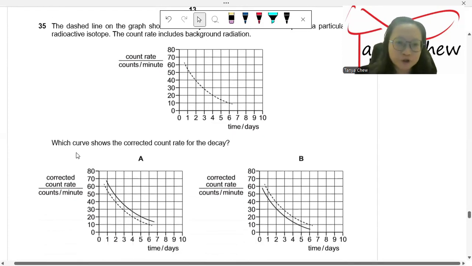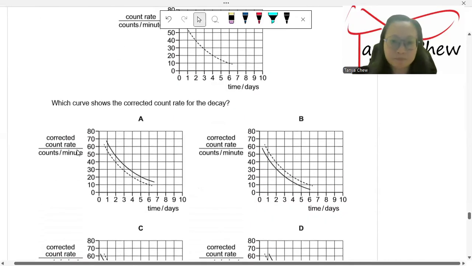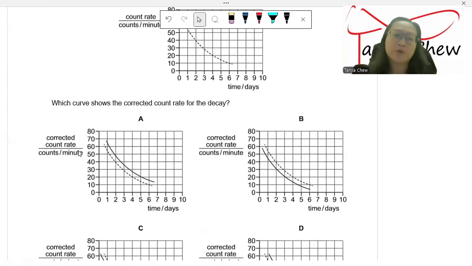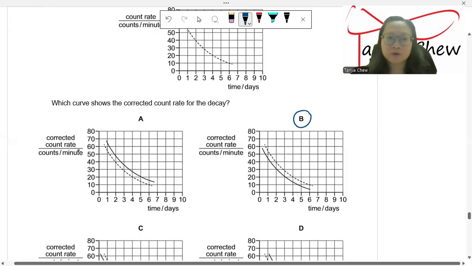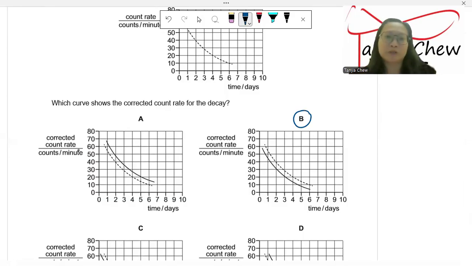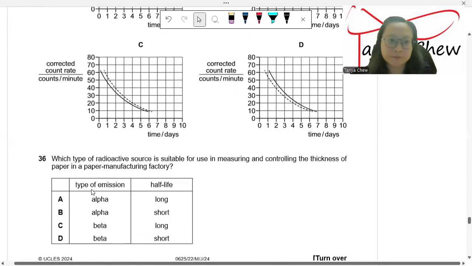So which curve shows the corrected count rate for the decay? The corrected count rate must be lower, because the background radiation adds stray radiation, that is why the reading would be higher. So therefore, B is the answer. It has to be corrected, must be lower at any point. That is why the answer is B.